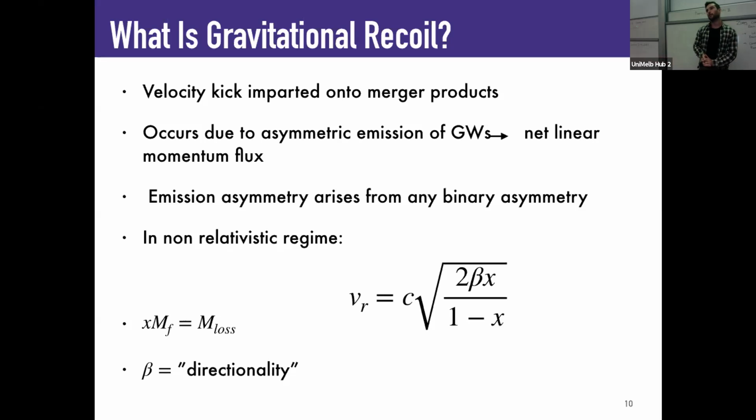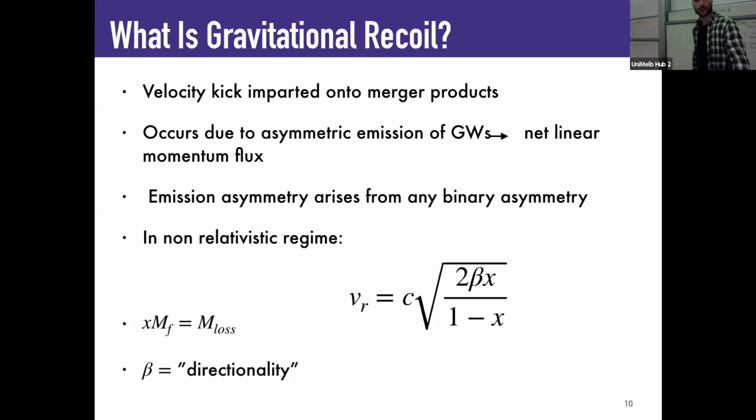And you can do a little back of the envelope calculation to show that essentially this recoil velocity depends on X, meaning the percentage mass loss or percentage of black hole mass converted into gravitational waves, and beta, which is essentially how directional or how asymmetric the emission is. But in order to actually do the proper calculations, you need numerical relativity, which is hard. So some people that are a lot smarter than me have managed to derive analytic approximations fitted using numerical relativity.